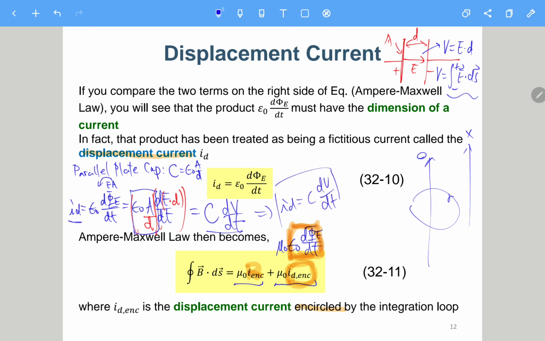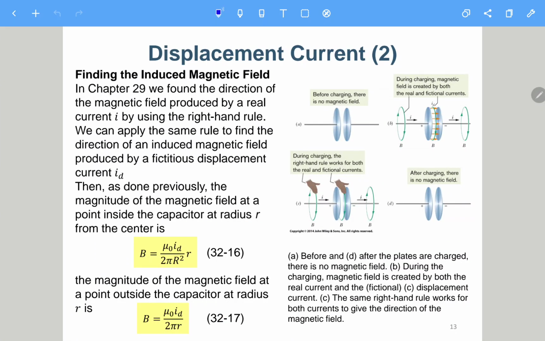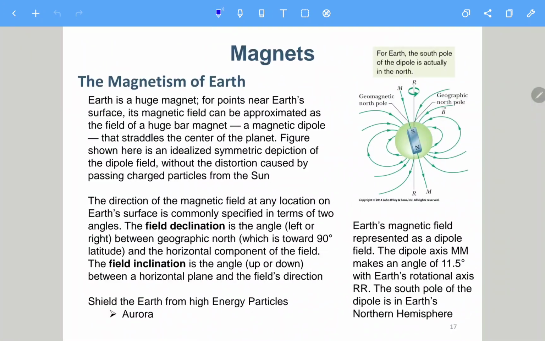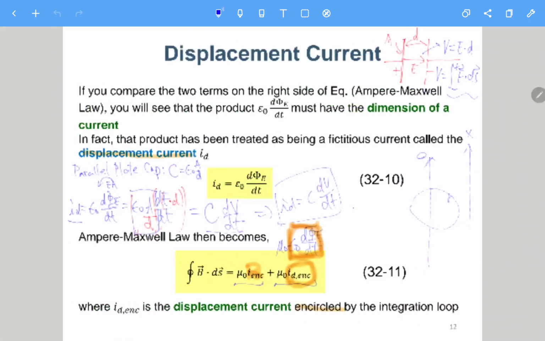So this is actually ID equals C dV dt. Okay, this is the equation for the capacitor, relating the voltage and the current of a capacitor. So you can just regard this one to be the current of a capacitor. Okay, let's just finish this part before we have a break.